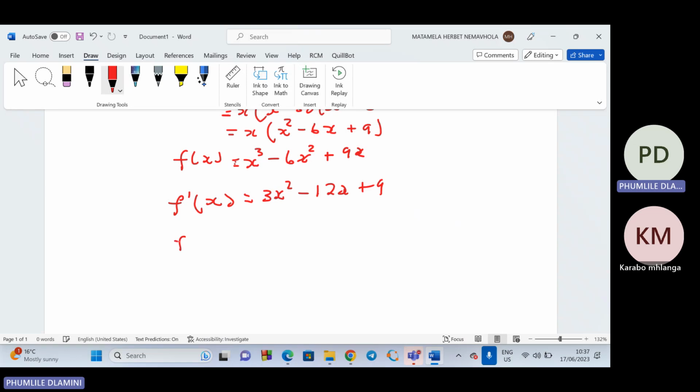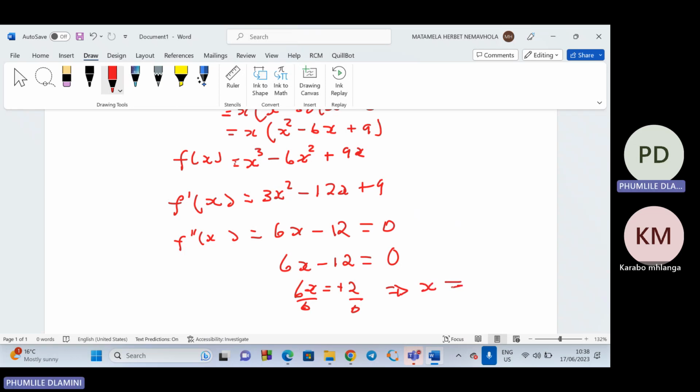So if you find your f double prime, the second prime, you will have 2 times 3 is going to be 6x minus 12. So now because you want to find an inflection point, you make your second prime equal to 0. Then your 6x minus 12 is equal to 0, which means your 6x is equal to 12. Then you divide by 6, you divide by 6. Then this implies that your x is equal to 2. You have proven that x equals 2. It's an inflection point in the graph.